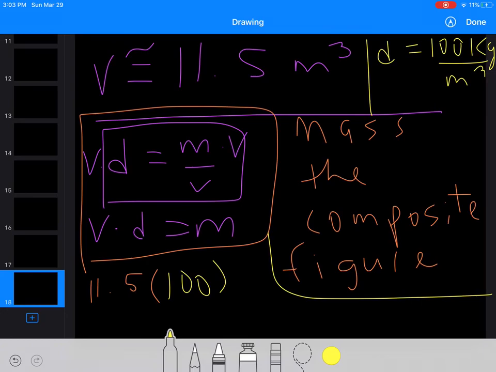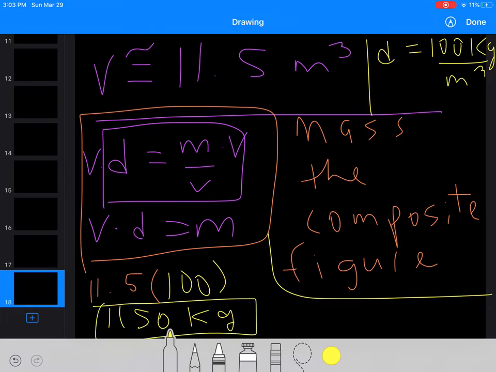Basically all we have to do is move the decimal point over 2 places to the right, or you can use your calculator, either way. Whenever you're dealing with units of tens, hundreds, thousands, millions, we can always move the decimal place over. So the mass of this solid is about 1150 kg.